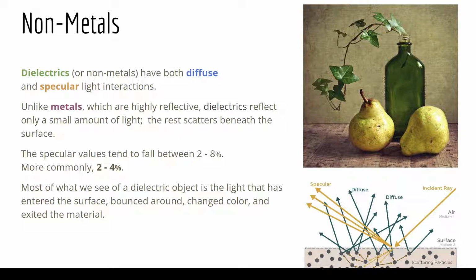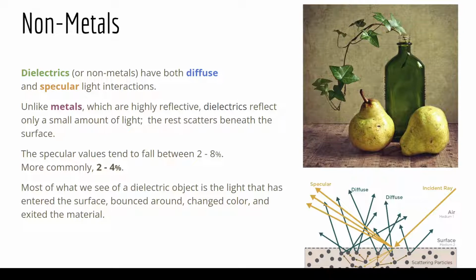So specular values for a nonmetal tends to fall between 2 to 8%, and more commonly around 2 to 4%. It can go up to something like 16% of light actually bouncing off the surface, but that's pretty uncommon. That's like for gemstones and materials like diamonds. But most common materials are only going to reflect 2 to 4% of the light. So that leaves 96 to 98% of the light that just enters the surface.